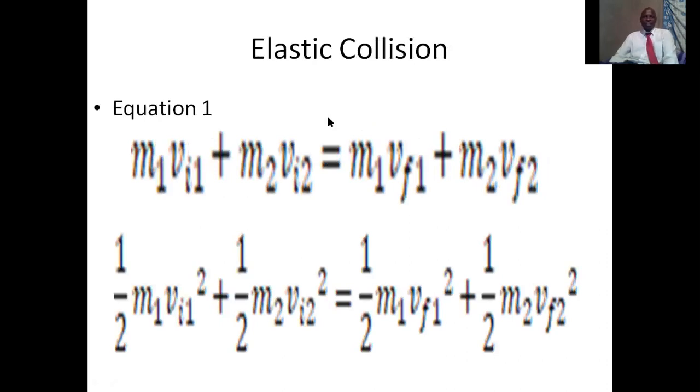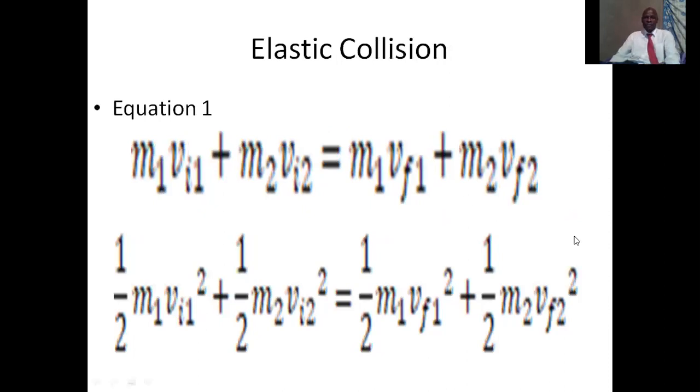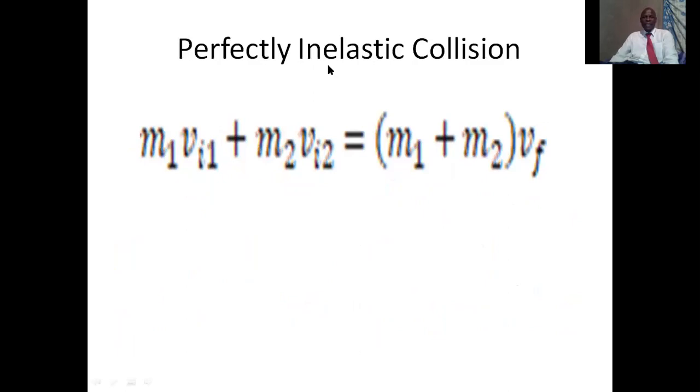For an elastic collision, we have two equations. The first one, as we indicated, is where momentum is conserved. So in equation 1, momentum is conserved, as well as the kinetic energy, which before the collision and after the collision will be the same. As you know, kinetic energy is half multiplied by mass multiplied by velocity squared. So it will be conserved. This is very important because it is different from a perfectly inelastic collision where the kinetic energy is not conserved.